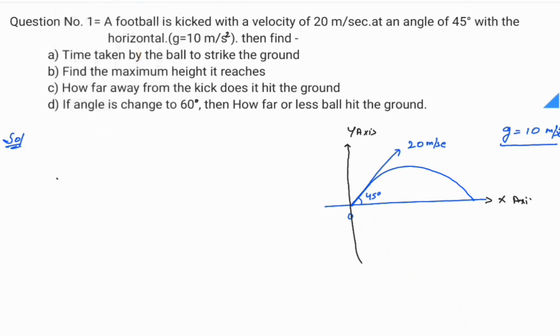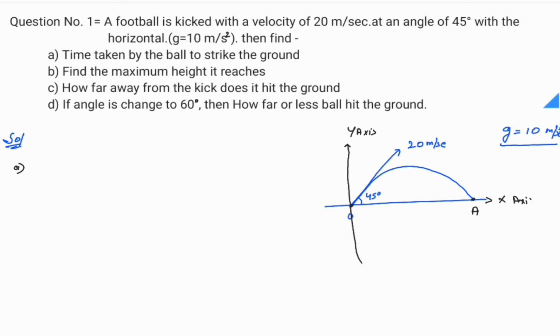Okay. The first part is asking for the time taken by the ball to strike the ground. It means we have kicked a ball at point O. Suppose this is point A. It is again hitting the ground at point A. What is the time taken by the ball to reach from O to A?